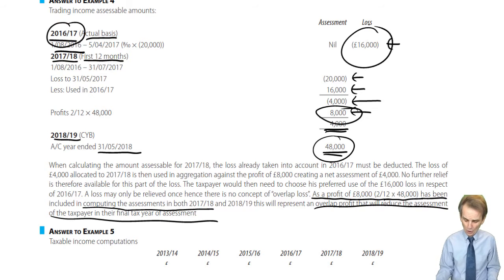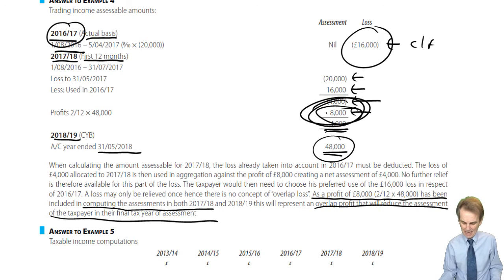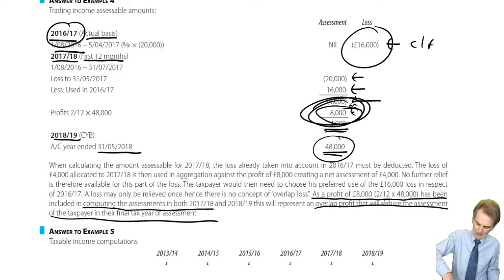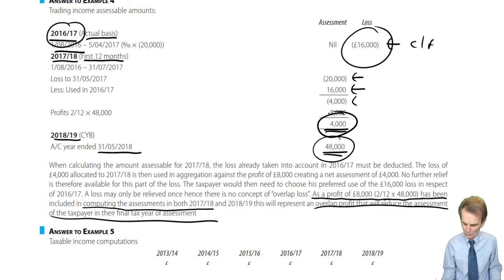There was only one loss figure that arose in relation to a tax year of assessment, and that was 16-17. So what possible uses would there be of that? Now, what you should know is, as I expressed a few minutes back, your normal loss reliefs. It doesn't change. What you can do with that 16,000, you could carry forward against future trading profits. That carry forward would firstly go against the £4,000 assessed in 17-18, and then against the £48,000.